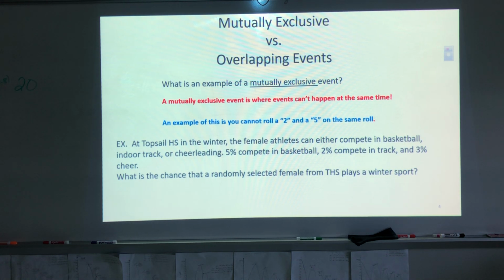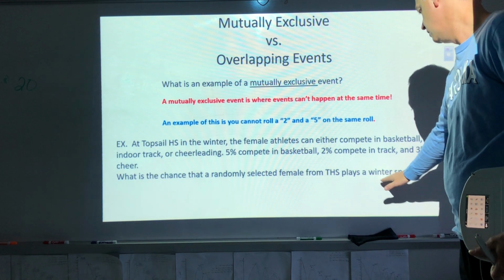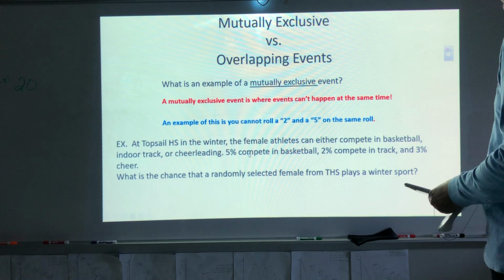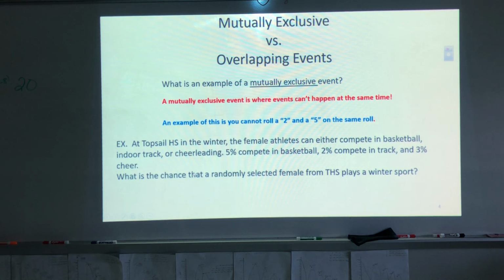What is the chance that a randomly selected female walking down the halls of Topsail High School, if they were asked, do you play a winter sport, they would do one of those three, okay? So I will tell you this, these are mutually exclusive. You cannot play basketball and cheer at the same time. You cannot run track and play basketball at the same time. You can't be in two places at one time is what we're saying.